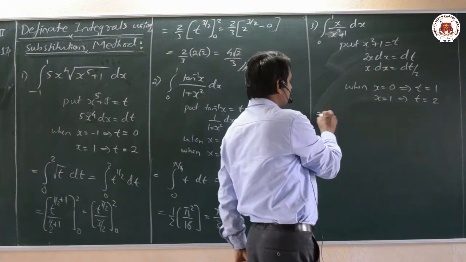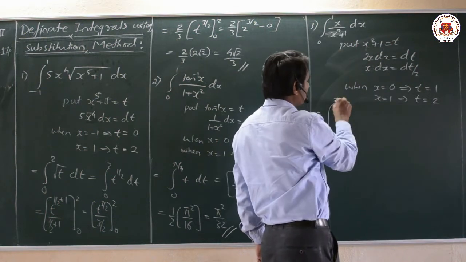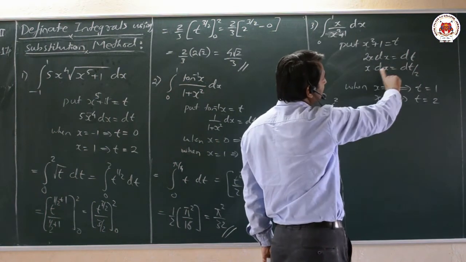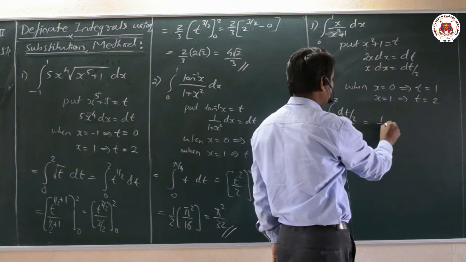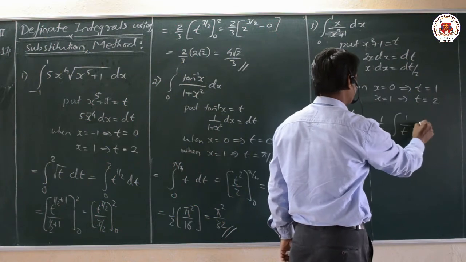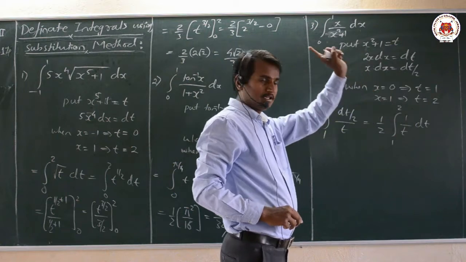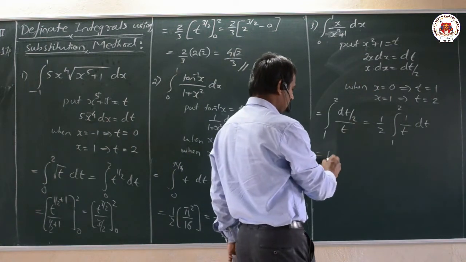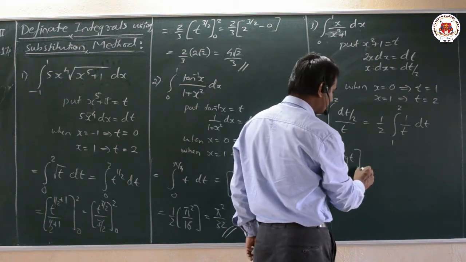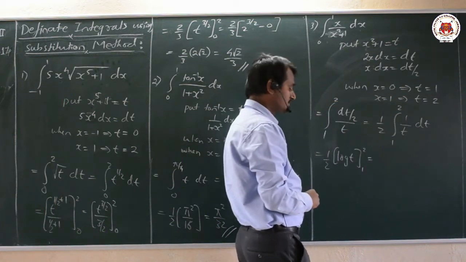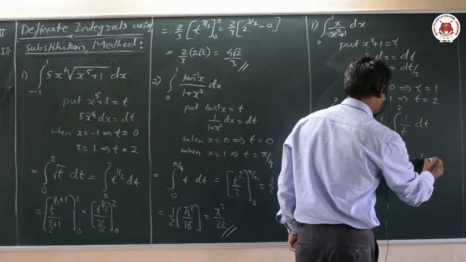Now I will substitute both the values here. When x equal to 0, t is 1, and the upper limit t equal to 2. We have x dx, that is dt by 2, divided by 1 plus x square, which is t. I can write this as 1 by 2 times the integration of 1 by t dt, with limits t equal to 1 to t equal to 2. Now the integration of 1 by t is log t. Now substitute both the limits from 1 to 2, which is log 2 minus log 1.